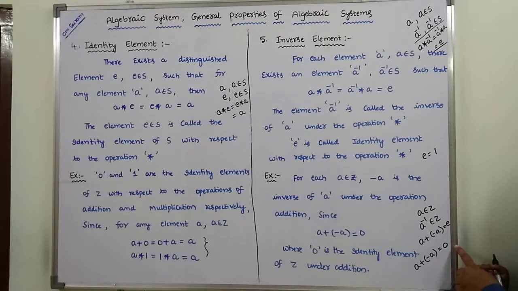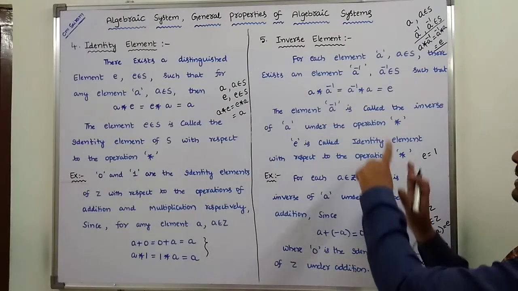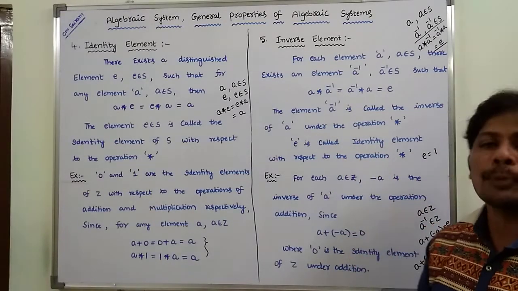A plus minus A is equal to 0. Minus A is the inverse of A under the addition operation. So therefore A plus minus A is equal to E. That means A plus minus A is equal to 0. Here 0 is nothing but the identity element with respect to the operation plus. Okay, so this is the inverse element property.